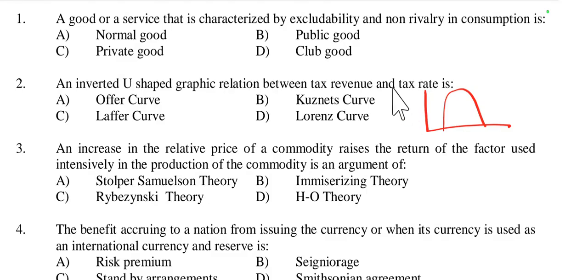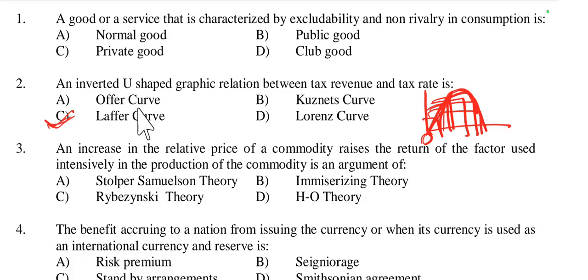Tax revenue and tax rate are related with the Laffer curve, because the Laffer curve illustrates the relationship between tax rate and tax revenue, showing that starting from a tax rate of 0%, increasing the tax rate will initially raise tax revenue. When we raise the tax rate, initially it increases tax revenue, but after a certain point further increases in the tax rate will lead to a decrease in tax revenue. So this creates an inverted U-shape graph. So it is called the Laffer curve, the relation between tax revenue and tax rate.